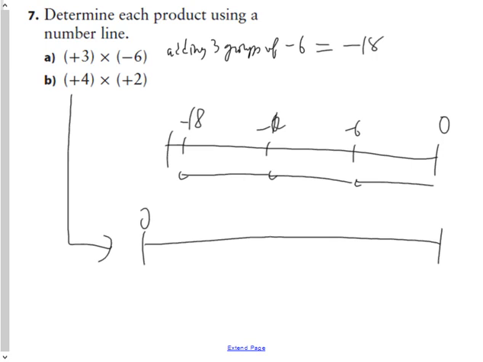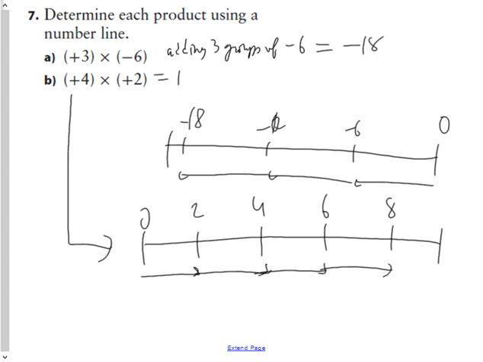Adding 4 groups of positive 2. So there's 1 group of positive 2, 2 groups of positive 2, 3 groups of positive 2, 4 groups of positive 2. Adding 1 group, 2 groups, 3 groups, and 4 groups of positive 2 results in an advancement of positive 8.